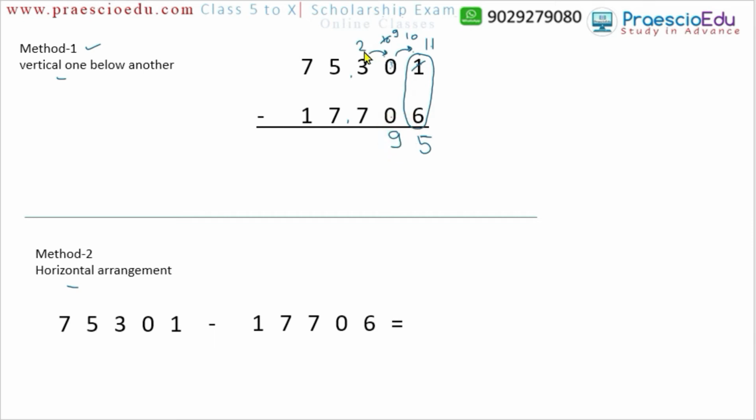Now here the 2 is there, so 2 minus 7 cannot happen, no. So we will borrow 10 from this to this. So instead of this 3, or we can say 2, it becomes 12 now. So 12 minus 7 comes to 5, and this 5 will become 4 here, because we will take out 10.